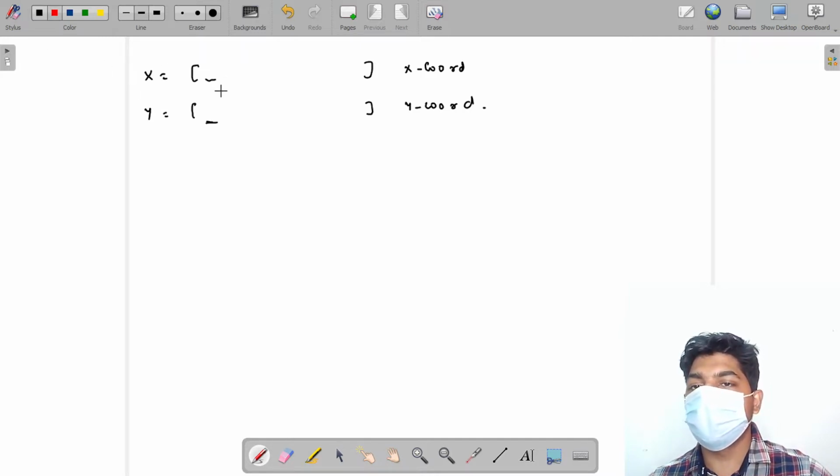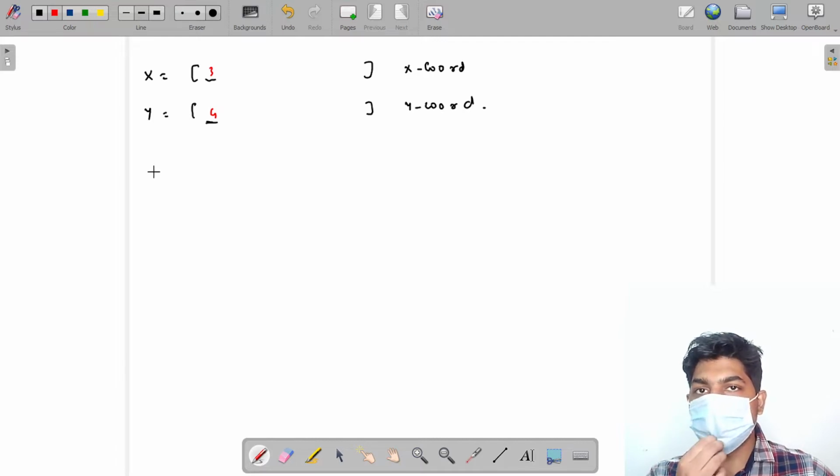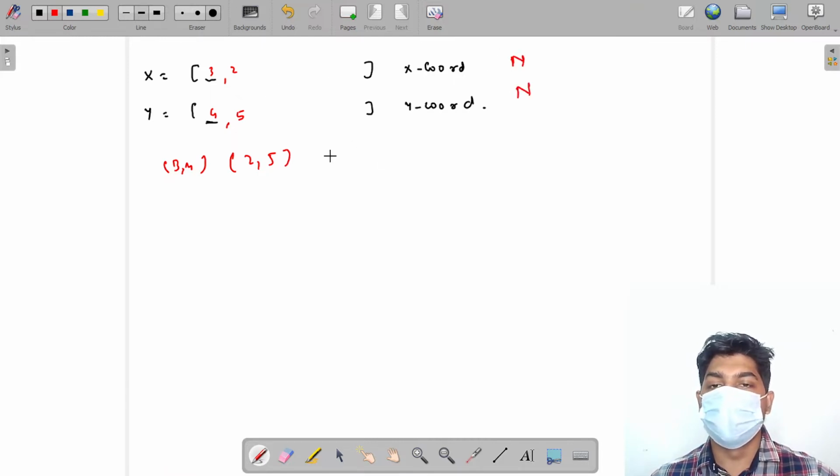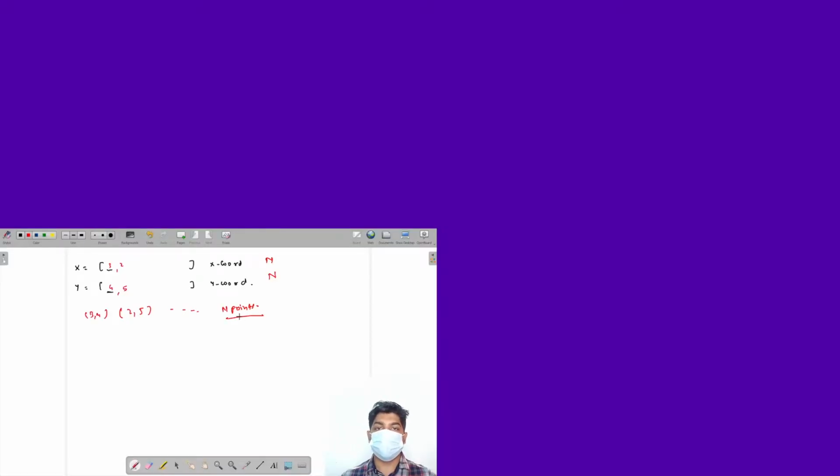What do I mean by it? Let's suppose the value here is 3 and the value here is 4. So we have a point with coordinates 3 comma 4. Let's suppose the next elements are 2 and 5. We have another point with coordinates 2 comma 5. This array is of length n and this array is also of length n, so we have the coordinates of n points with us.